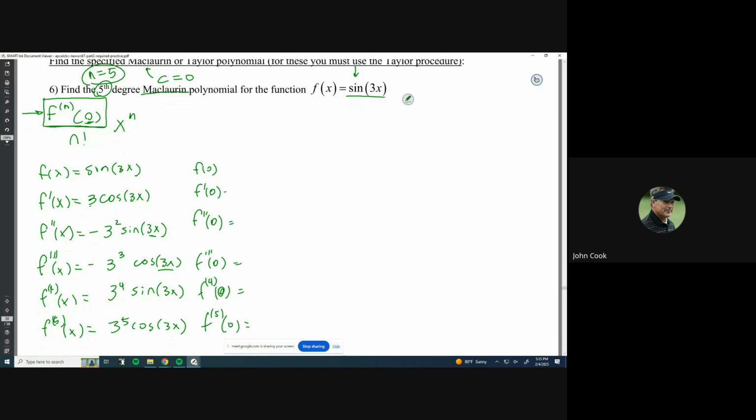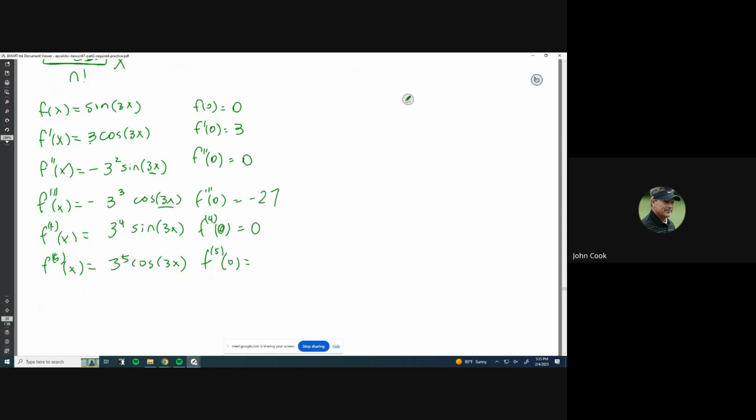All right, let's see what we get with all these. Sine of 0 is just going to give me 0. Cosine of 0 is 1, so I get 3. And then sine of 0 is still 0, so this gives me a 0. So it looks like every other one's going to be 0. Then the third derivative, if I plug in 0, I'm going to get negative 3 to the third power. 3 to the third is 27. And then I get 3 to the fifth power, so that's going to be a positive 3 to the fifth. That's 27 times 3, which is 81. 81 times 3 is 243. So I think that's 243.